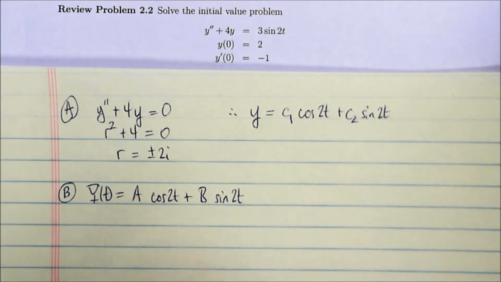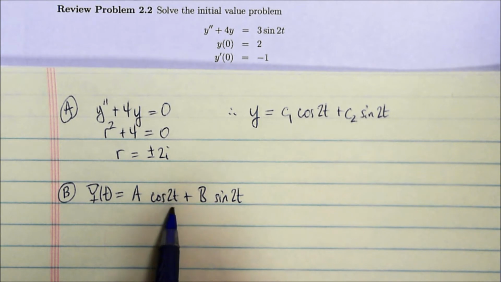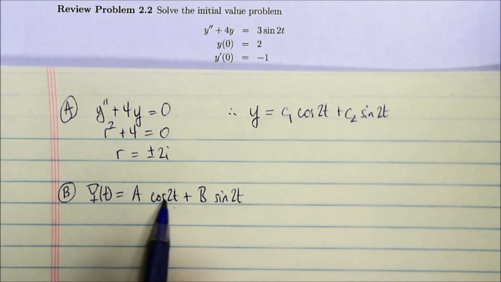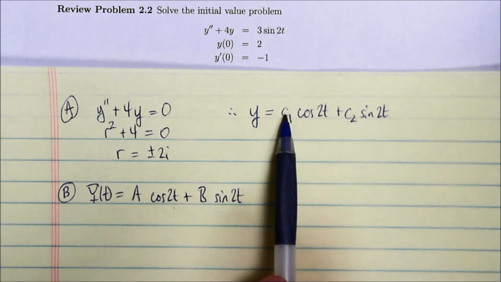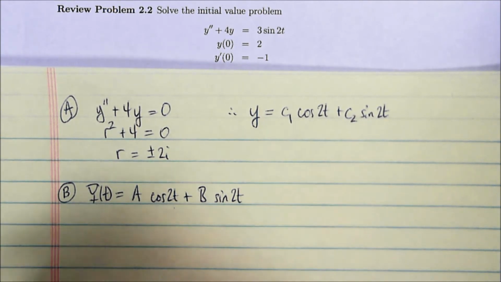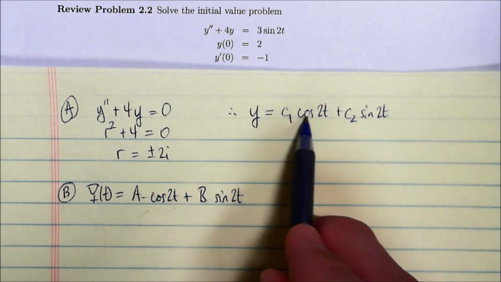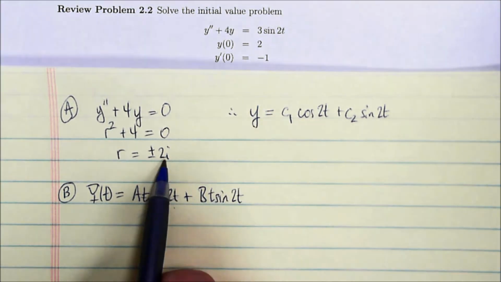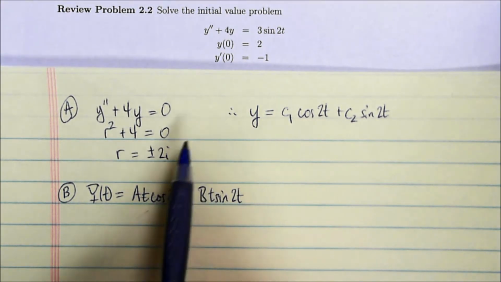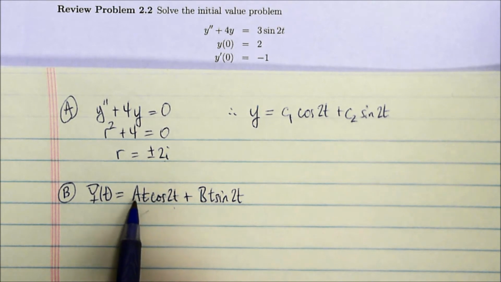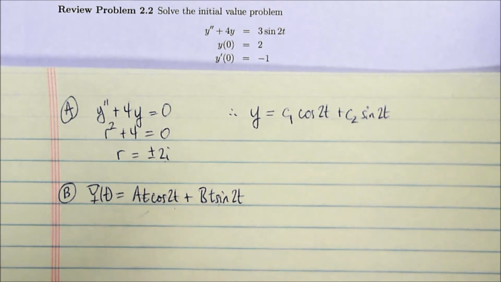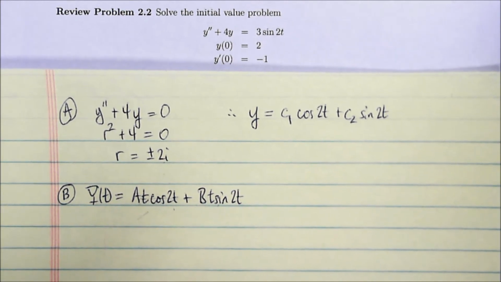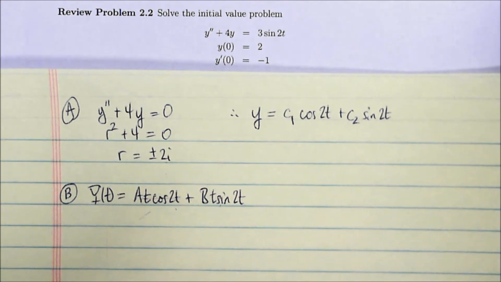However, we have to put a modification on this. Notice that the form of the right-hand side stipulates that it should look like this. However, this looks exactly like the homogeneous solution, except for the constants, so that doesn't make any sense. I have to throw in an extra t in here. 2i is a root of the characteristic equation of order 1, and so I have to put at cosine 2t plus bt sine 2t, multiplied by t to the first, because 2i and negative 2i are both roots of order 1 of the characteristic equation.